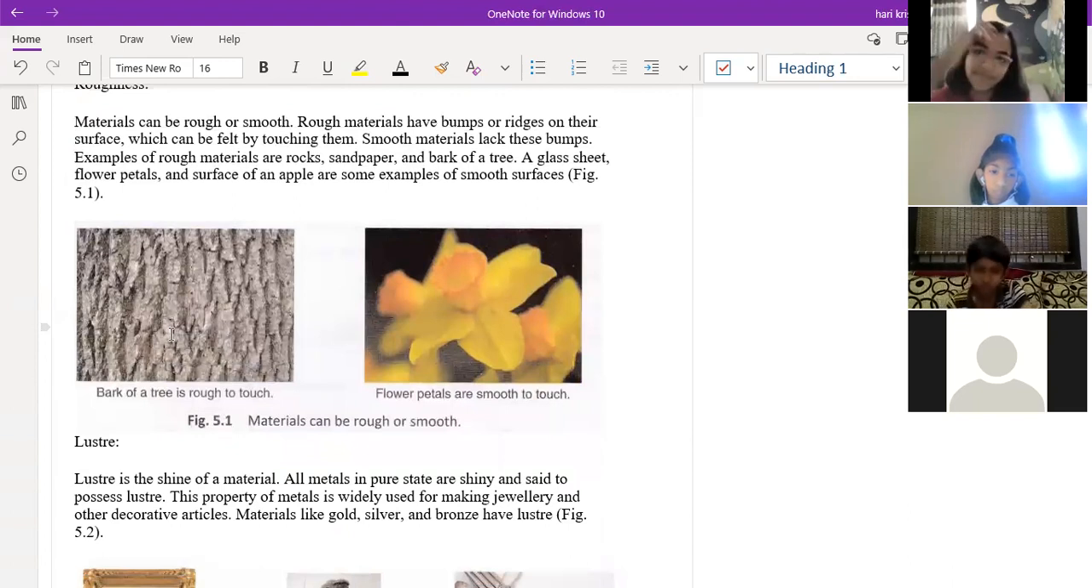Yes, sir. In the same plant you have both things. One is very rough in nature, the other one is very soft in nature. So based upon that also you can classify the things.